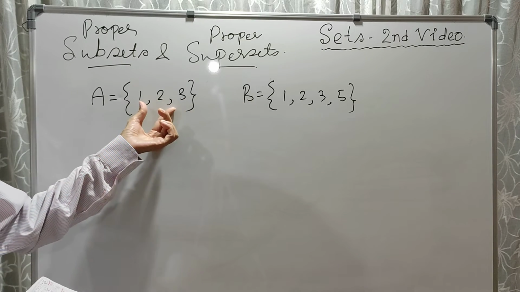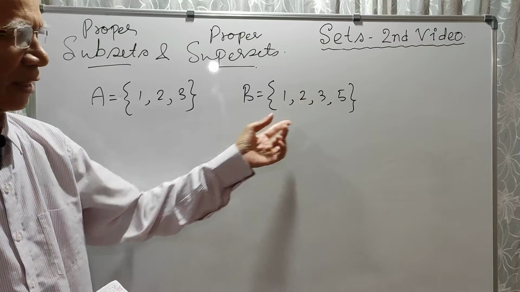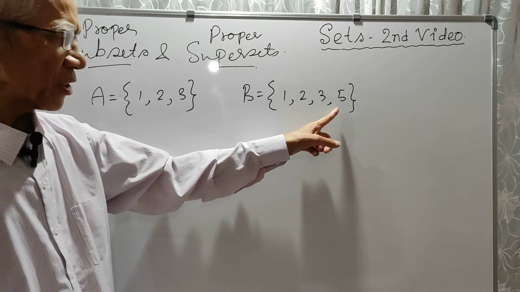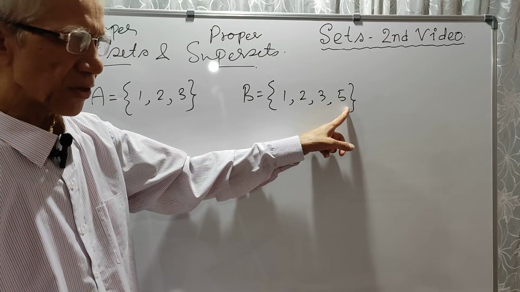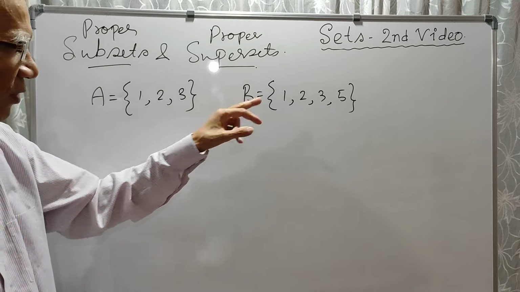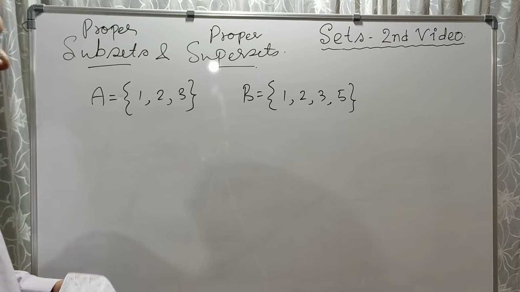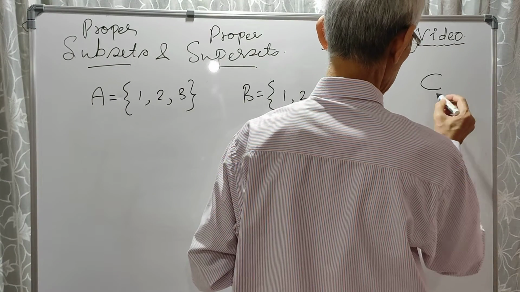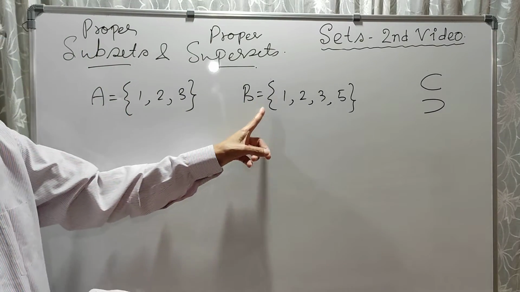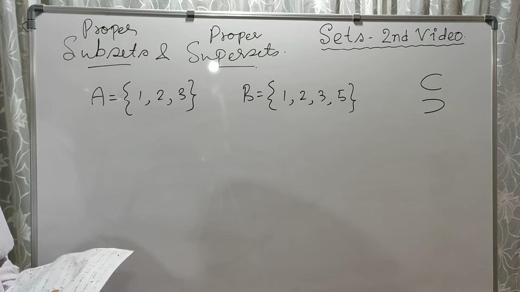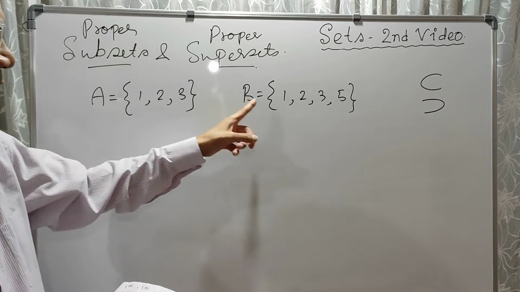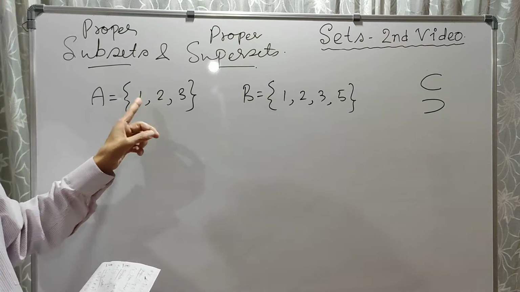Now A is a proper subset of B. Why? Because all these elements are present in B. Not only that, there is at least one extra element. What is the extra element? 5. So there should be at least one additional element, extra element in the second set. So then we say A is a proper subset of B. Symbol is this. This is also used for proper subset, proper superset. Now, if A is a proper subset of B, then B will be a proper superset of A.